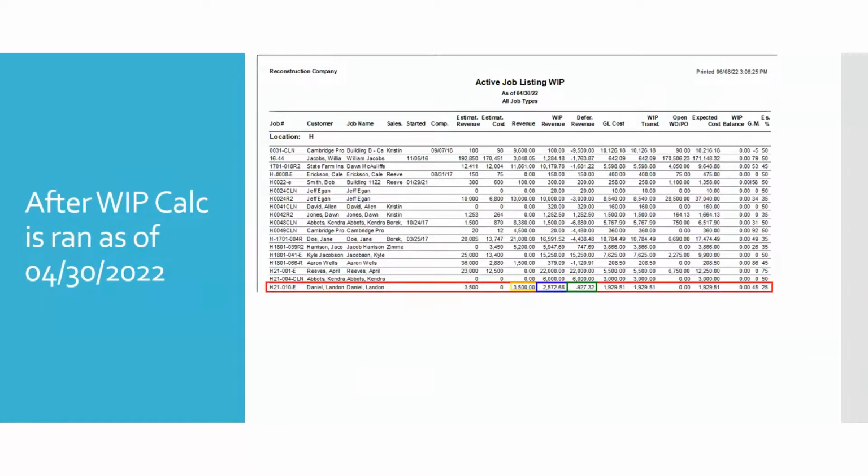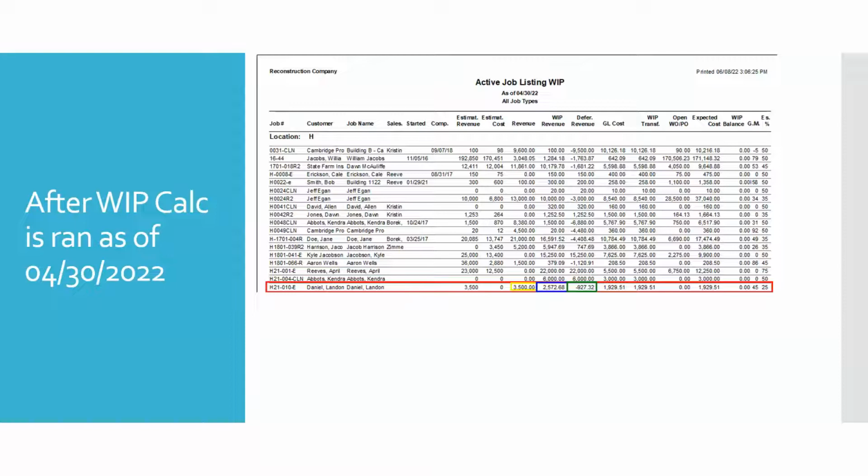Here's the active job report showing the WIP calculator after April 30th. Again, in the yellow box, we have the invoice amount. We have the updated recognized revenue in the WIP revenue column, and we still have a balance of deferred revenue, which is what we have left to recognize, of $927.32.